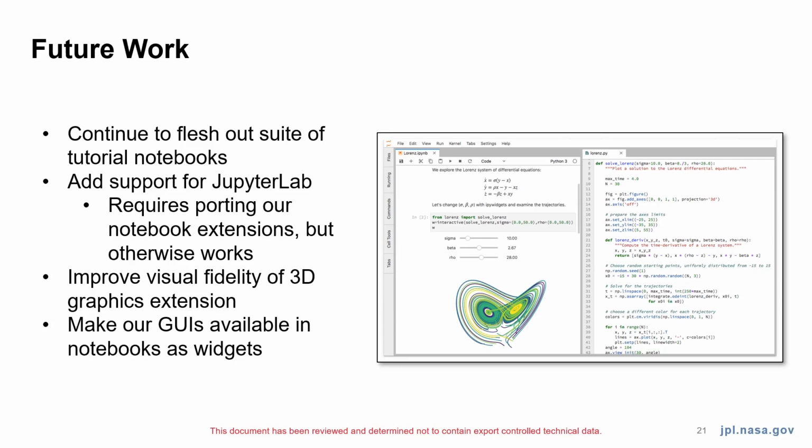We would also like to improve the visual fidelity of our 3D graphics extension to bring it in closer parity with our native graphics. For example, one major to-do is to add support for shadow mapping. We also have a number of GUIs that are available when running our software locally, but not remotely over JupyterHub. We are looking into ways we might make the same GUIs available within notebooks as widgets.